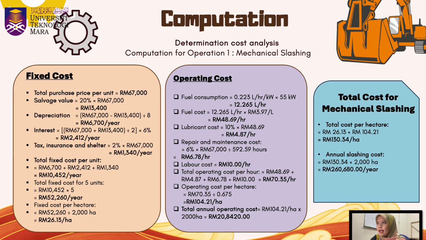Okay, next, let's dive into the financial metrics, starting with the cost analysis for mechanical slashing. Looking at our fixed cost, we factored in a salvage value over an 8-year lifespan, combined with interest at 6% plus tax, insurance and shelter at 2%. The fixed cost comes to RM10,452 annually per unit.